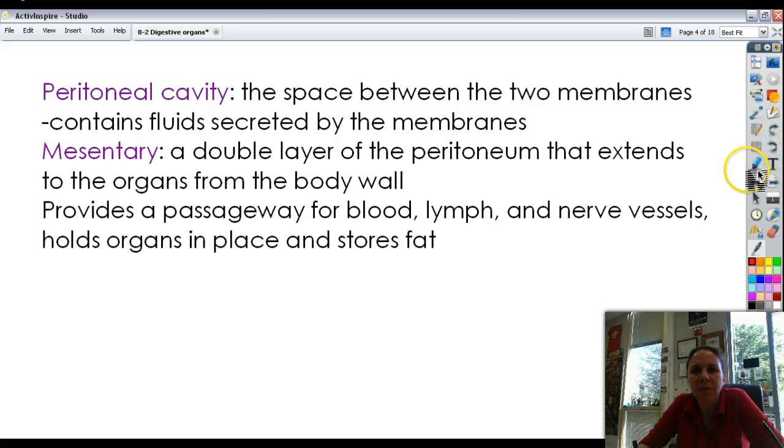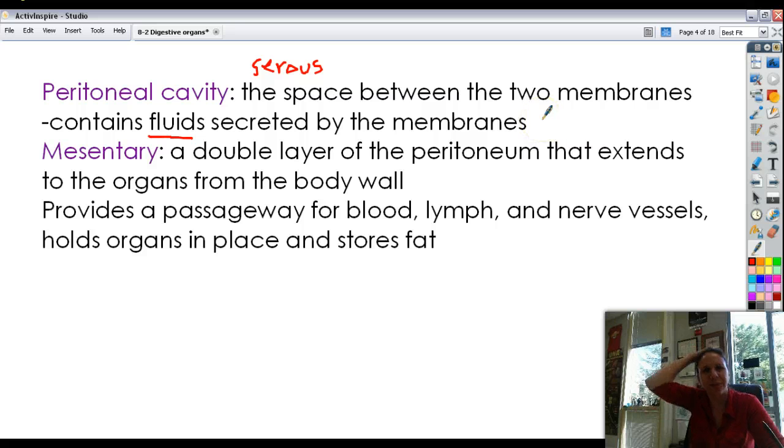So the peritoneal cavity, the space between those two membranes, contains a fluid. If you remember, we call that serous fluid because these are serous membranes. So what that does is reduce friction, because when you're moving and jumping around, you don't want your intestines rubbing up against the outer layer. So we've got fluids and slippery substances secreted by those membranes, so that way it doesn't rub or stick.